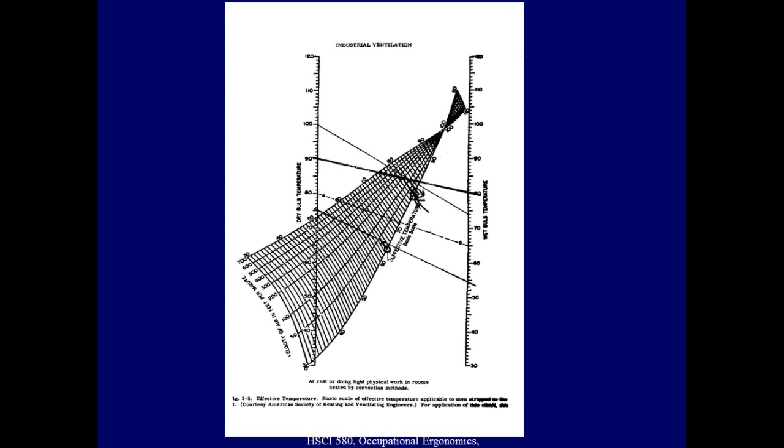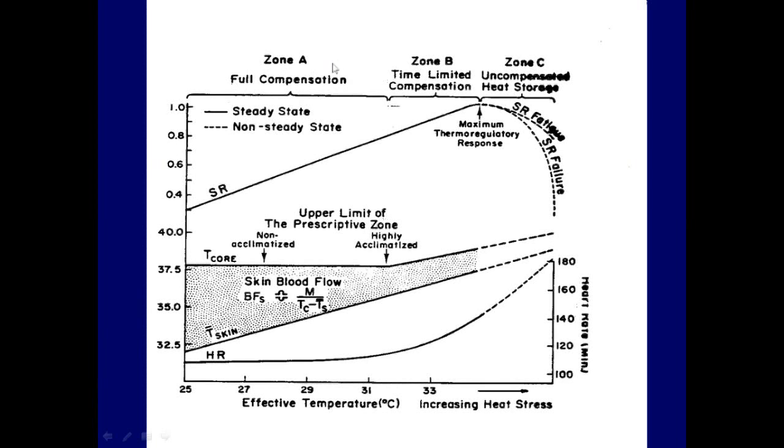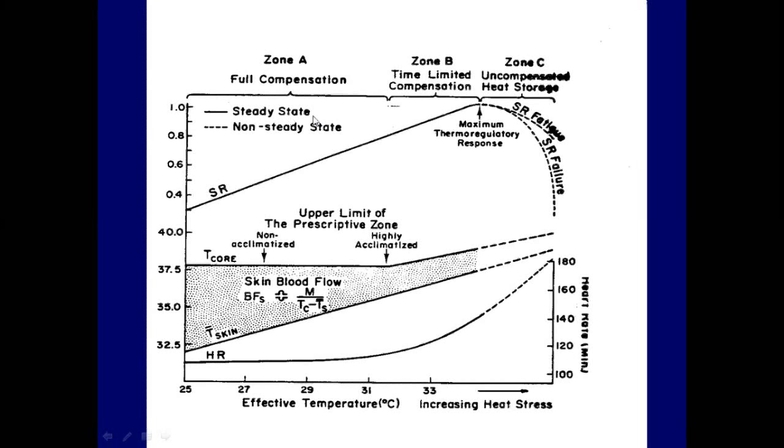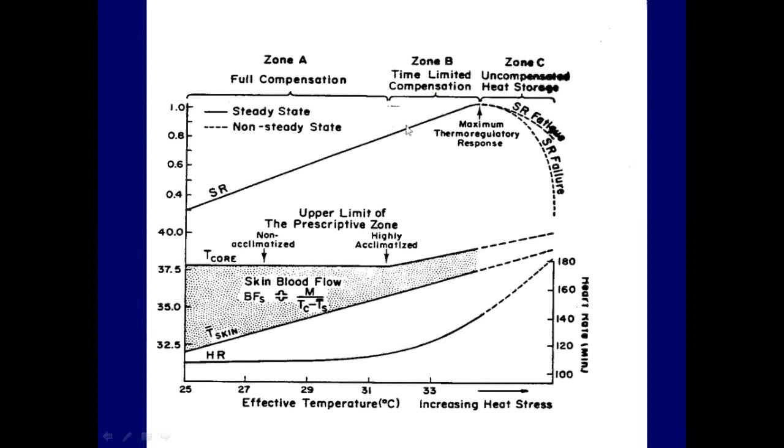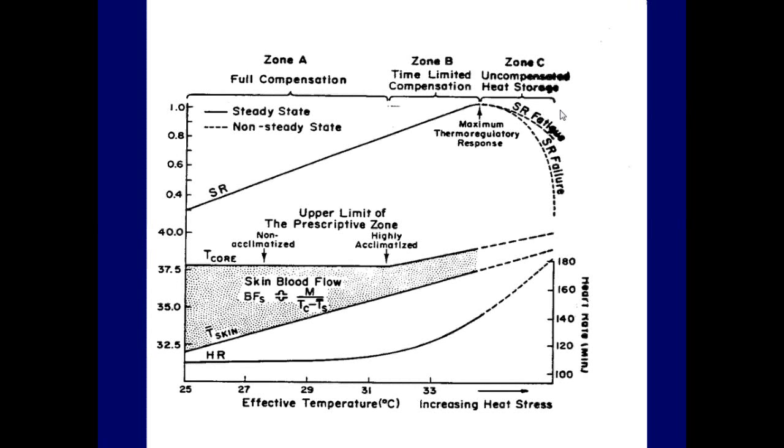That's because of the evaporative cooling across the skin. Time limited compensation, zone A, zone B, and zone C that you see right up here. Zone A, full compensation, means that you can work in a steady state without having to take any breaks. Zone B means you have to take breaks right here in terms of work-rest regimen. Zone C shows that you have completely exhausted your resources, and you start to have sweat rate failure and fatigue and so on, which compromises your performance.